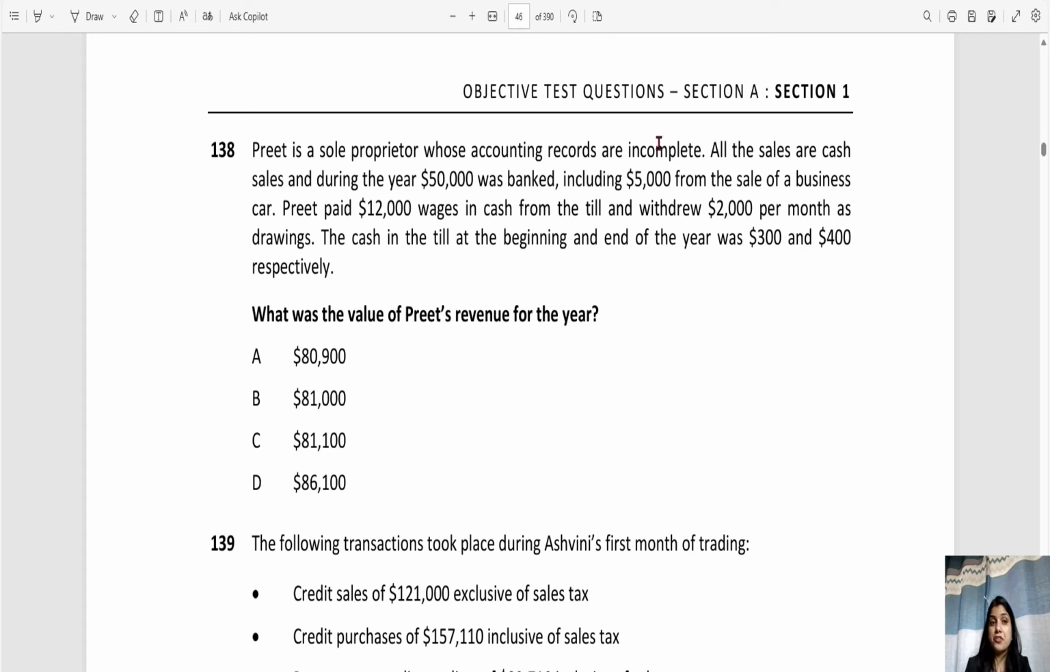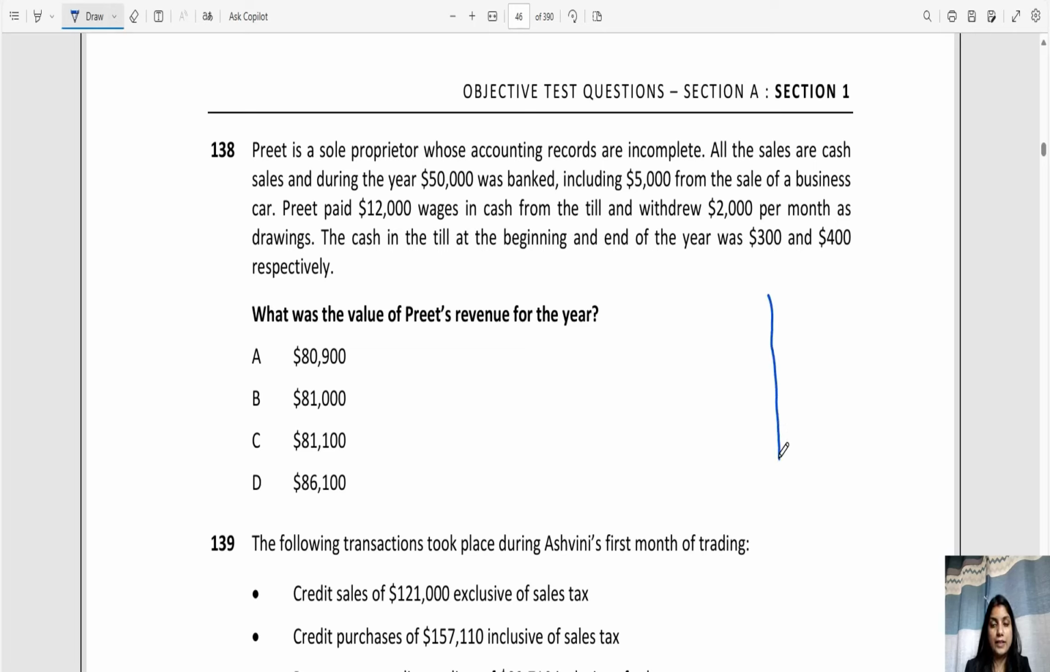So basically the information they have given is for the cash ledger, and they have given the opening and closing balance as well. Cash is an asset, and being an asset it should be posted on the debit side. So the balance brought forward will be posted on the debit side, and the carry forward balance will be posted on the credit side. So what is the balance brought forward amount? It's 300. And what is the year end closing balance? It's 400, right?